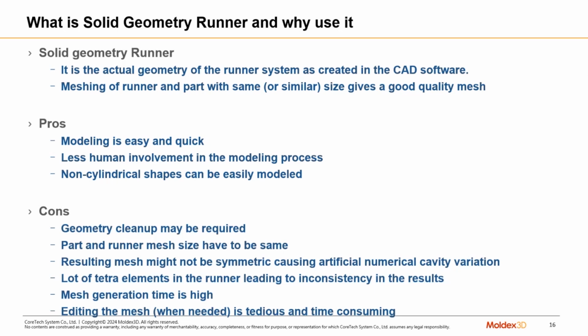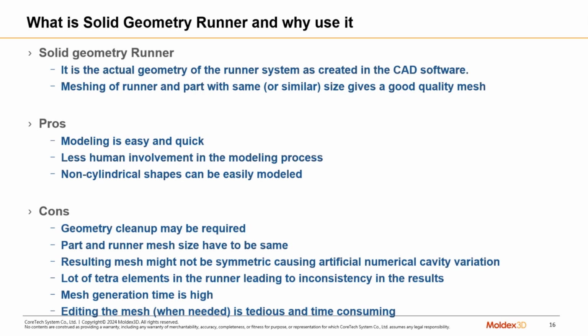And a lot of tetra elements in the runner, which could lead to some inconsistency in the results. As we said, hexa elements are something that we prefer. So in this case, it's producing a lot of tetra elements, which is accurate, but not as accurate as the hexa element, right? So we want to go with the top-notch elements inside our mesh when it comes to high cavitation. Mesh generation time is high.